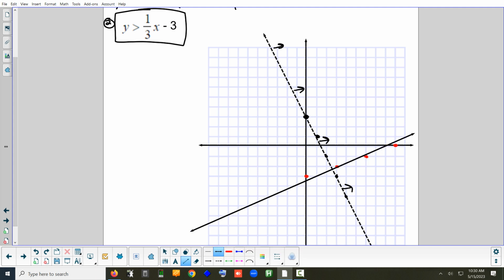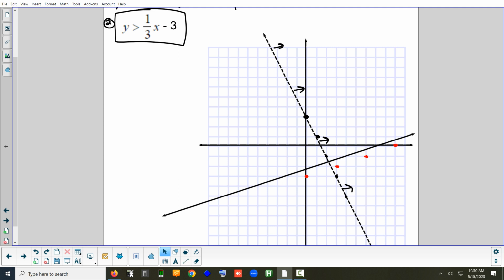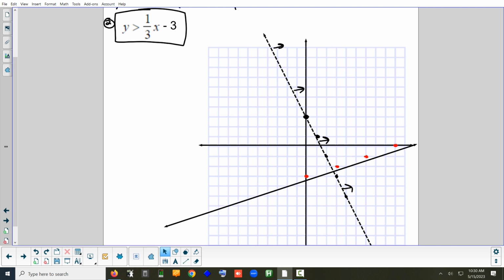So again, I'll draw my line. That's a little off on that one. My line right there. Make it dotted. And I'll make that one red so we just know it's the different one. And am I going to shade above or below the red one? Yep, we're going to shade above.